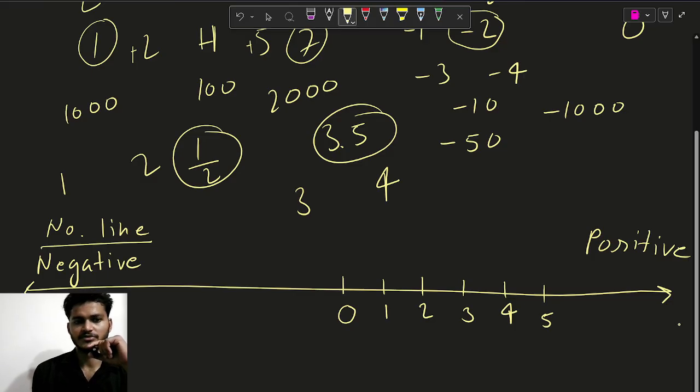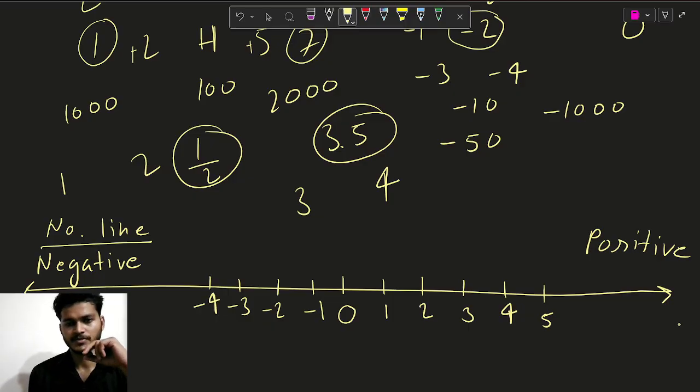If you come to the left side, then just before 0 there is an integer which is -1. Before -1 there is an integer -2. Before -2 there is an integer -3. Before -3 there is an integer -4.